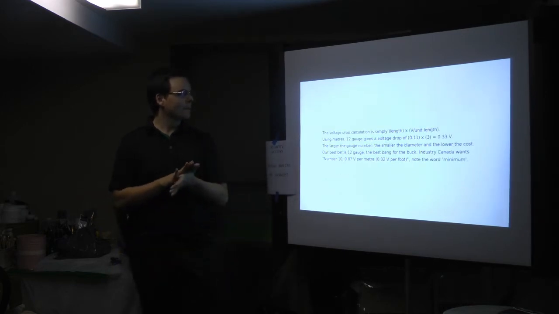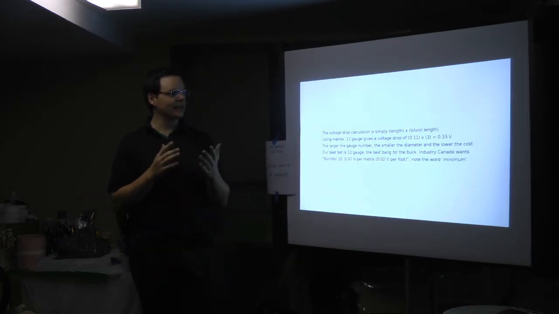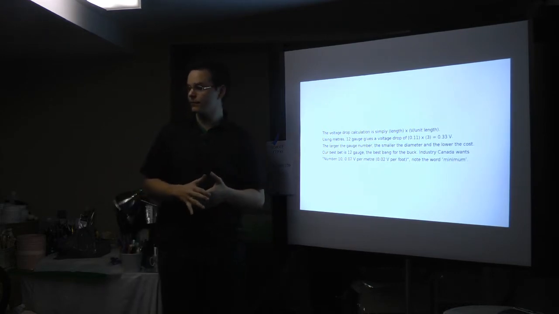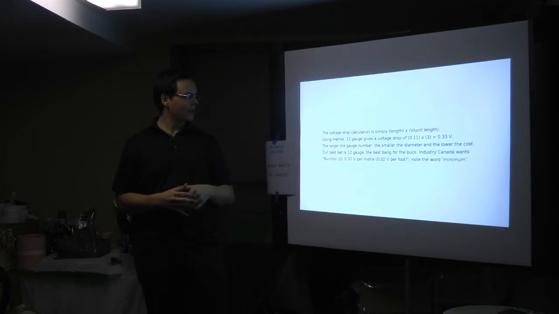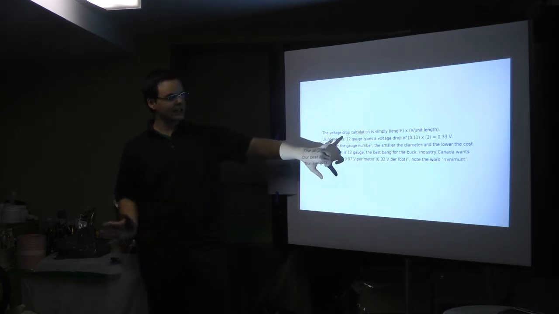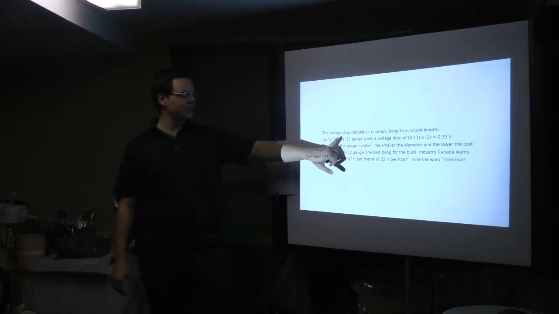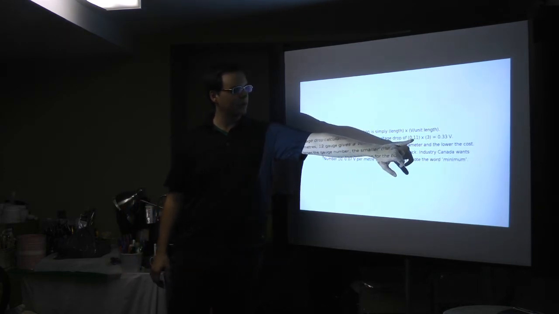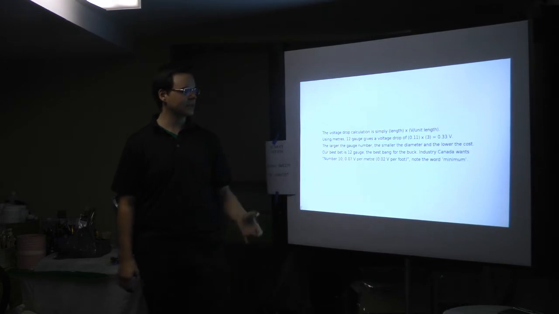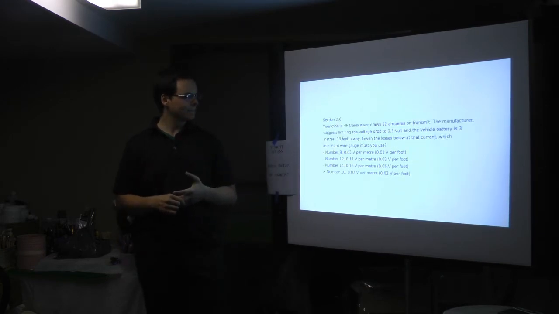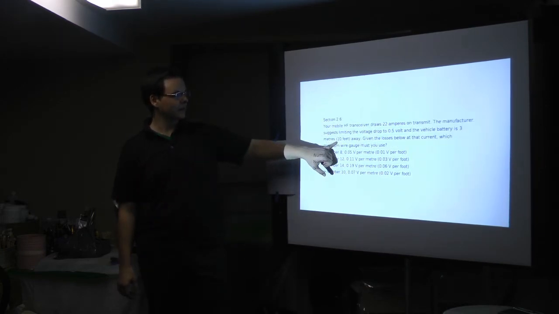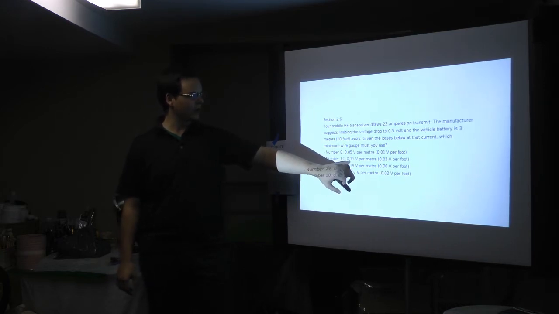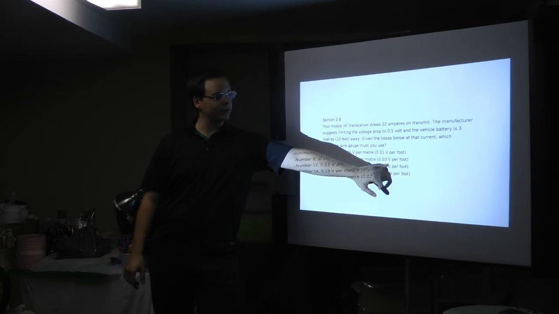Let's break this down. The voltage drop calculation is simply the length times the voltage per unit length. Using the 12 gauge as an example, 10 was the correct gauge, but using the 12, it gives you a voltage drop of 0.11 times 3. We have to go 10 feet, and we've got 0.11 volts per meter, or 0.03 volts per foot.